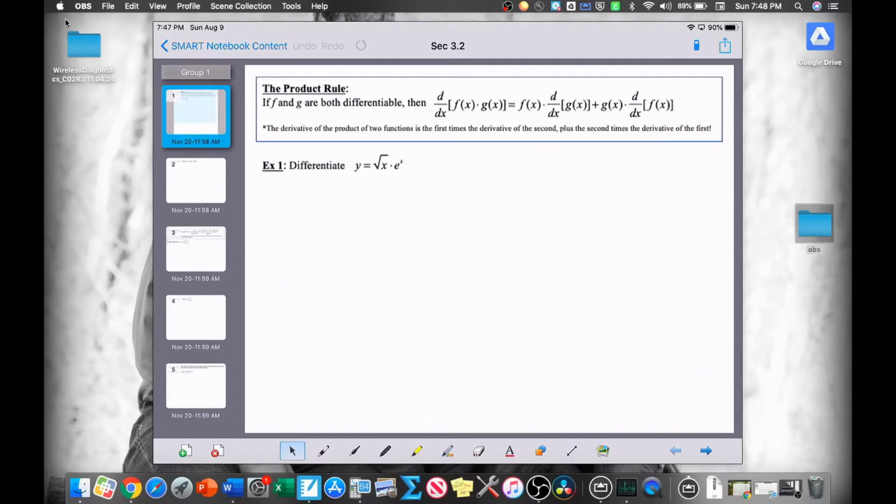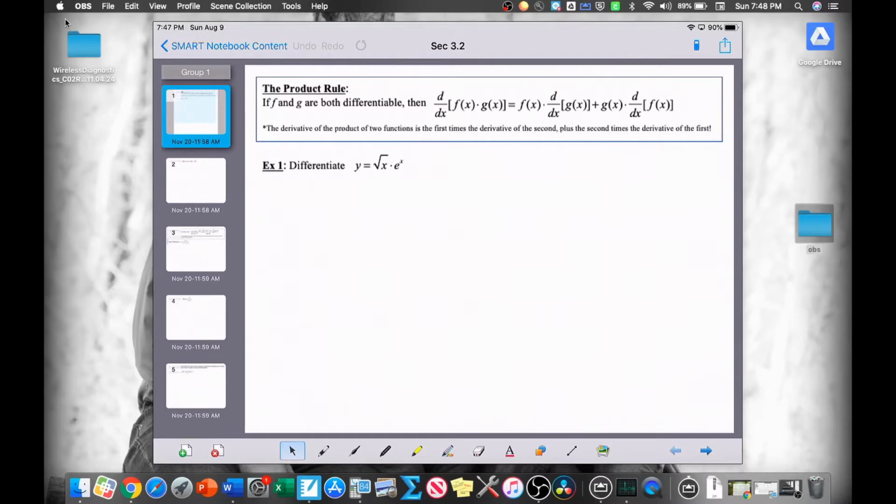Welcome back to our journey on learning all of the different differentiation rules for all different kinds of functions. Yesterday in our notes, section 3.1, we learned the power rule and how to differentiate polynomials. We also learned that the derivative of the exponential function e to the x is itself e to the x, interestingly enough. Today we are going to talk about two rules that help us with combinations of functions.